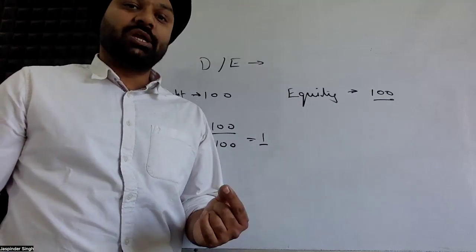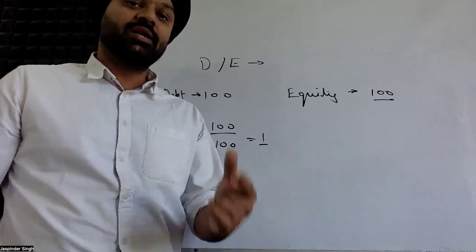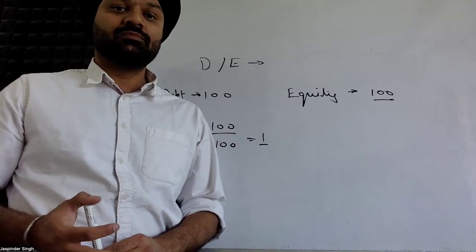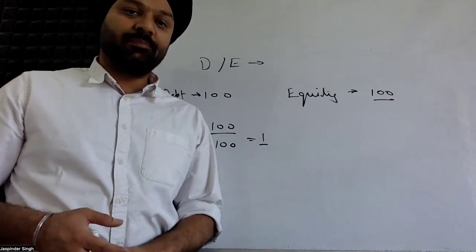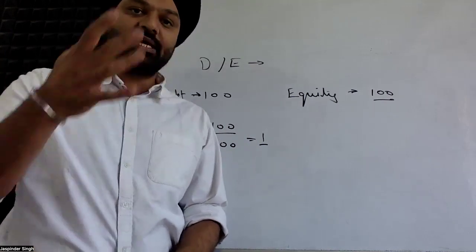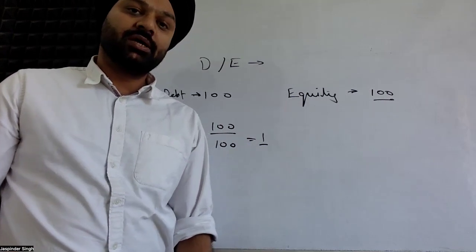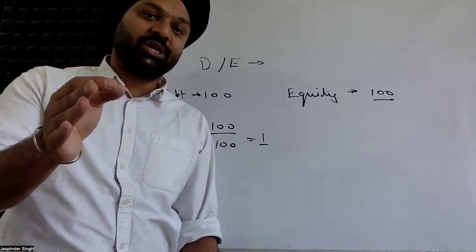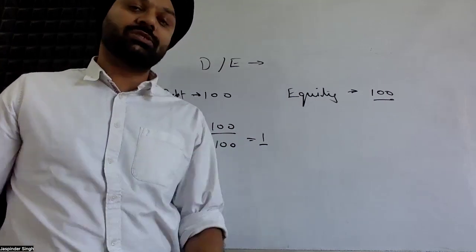Generally, a debt to equity ratio of lesser than 1 is good. That company is using more of its equity cash for financing its activities, for doing its operations, rather than taking loans.